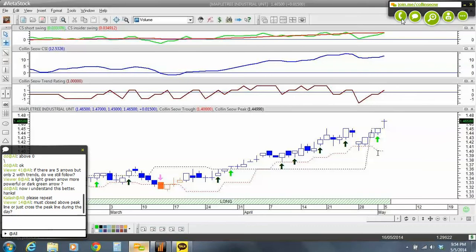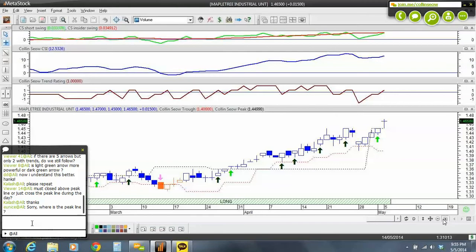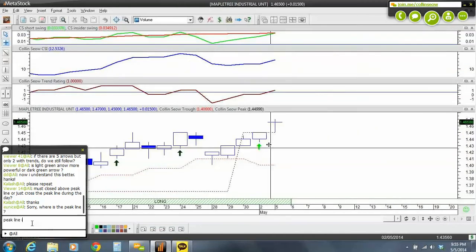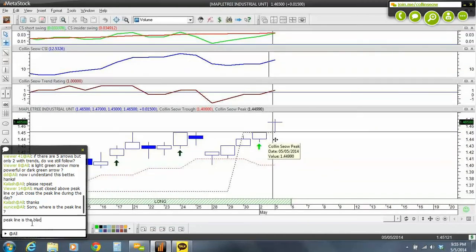Must it close above the peak line? Yes, it must. The question is, must it close above the peak line or just cross the peak line during the day? No, it must close above the peak line. Okay? It must close above the peak line.